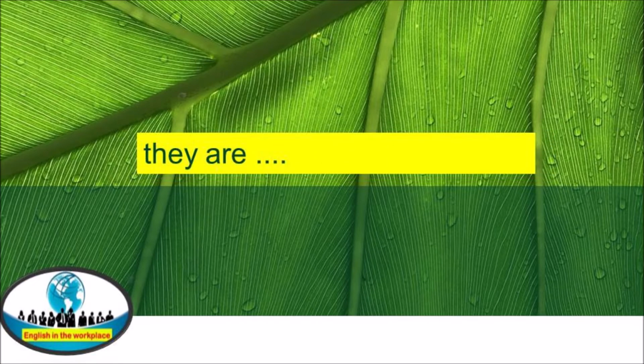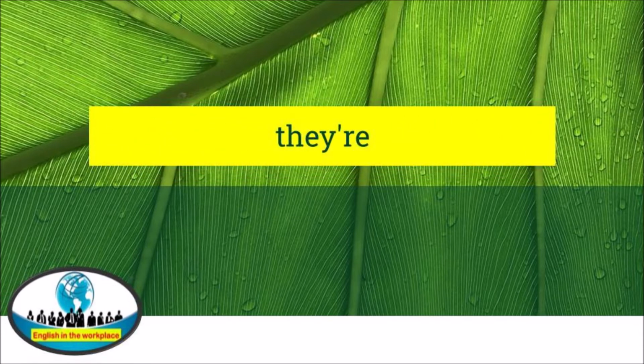Okay, they are, will be. What's the short form of they are? Can you tell? They are. Correct. They're. Cross A and add apostrophe.